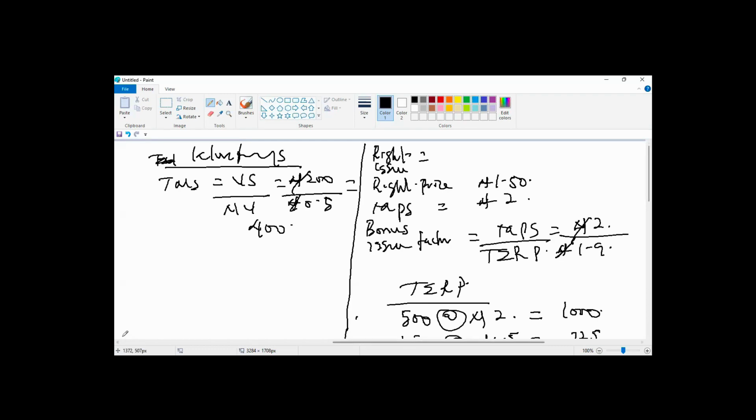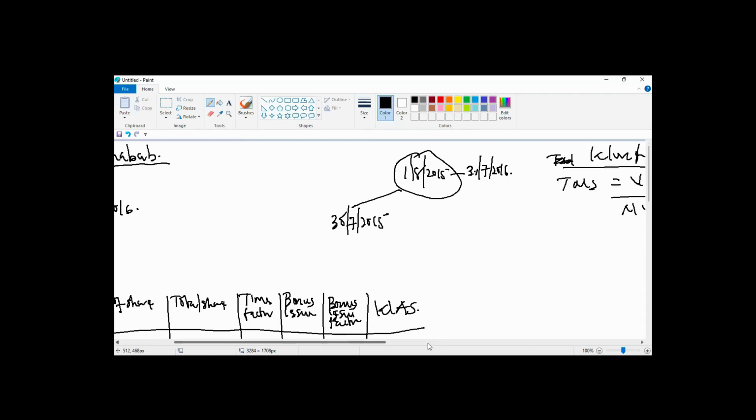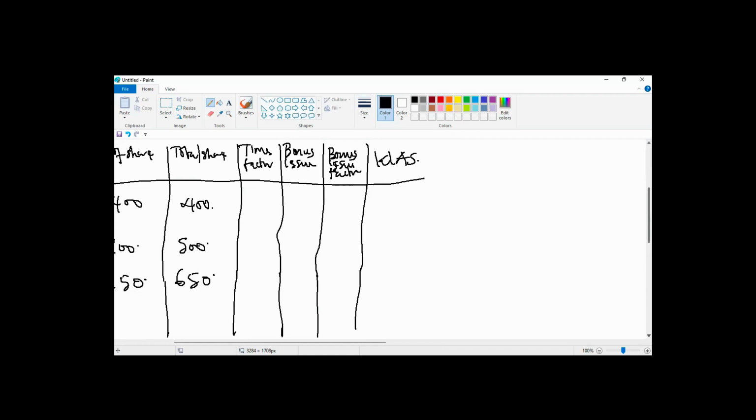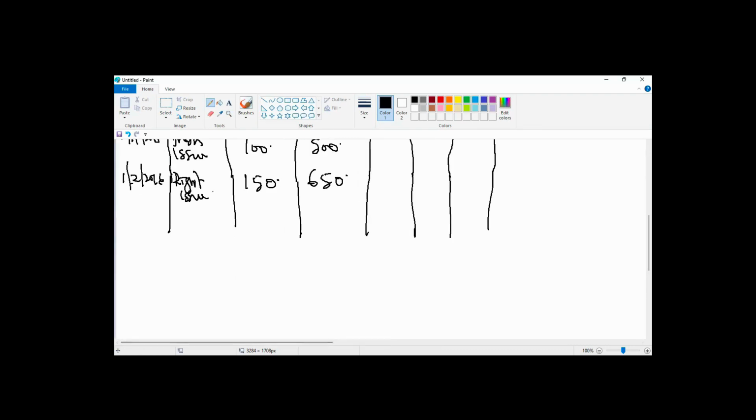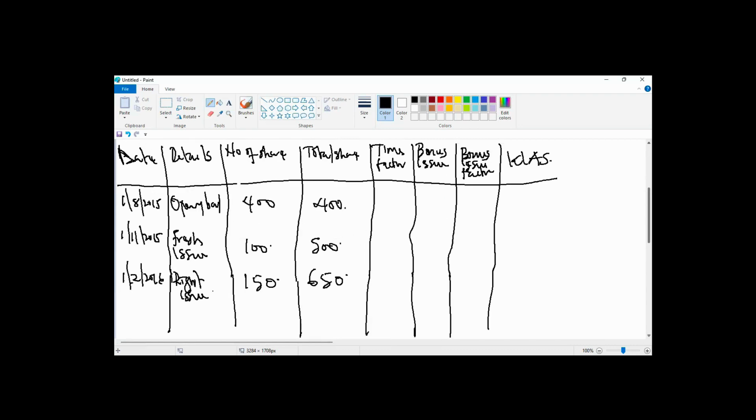So I'm done with that. It must be given to whom? Existing shareholder. But wait, the solution is not with you? No, sir. Let's check. I'll send the solution for this now. Bonus issue factor 2/1.9, given to existing shareholder. I'll go to the next one now.